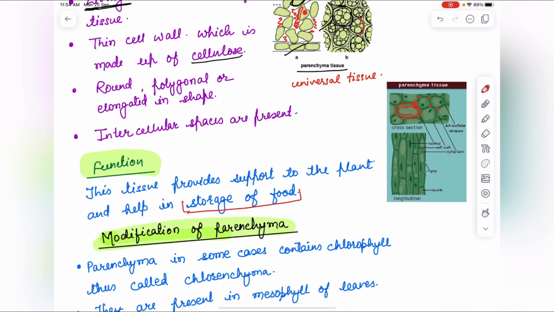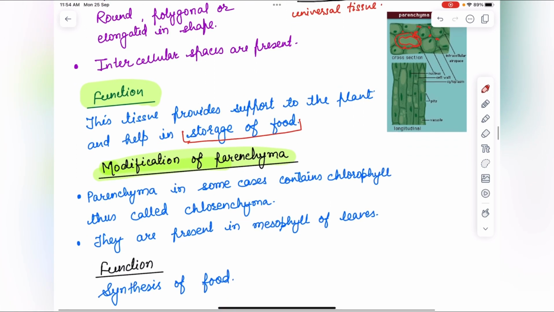So this is the function of parenchyma. Now we'll see there will be a modification of parenchymal cells. So what is this parenchyma? In some cases it will contain chlorophyll, thus called chlorenchyma. See this, the parenchyma cells which contain chlorophyll are called chlorenchyma, and it helps in photosynthesis.